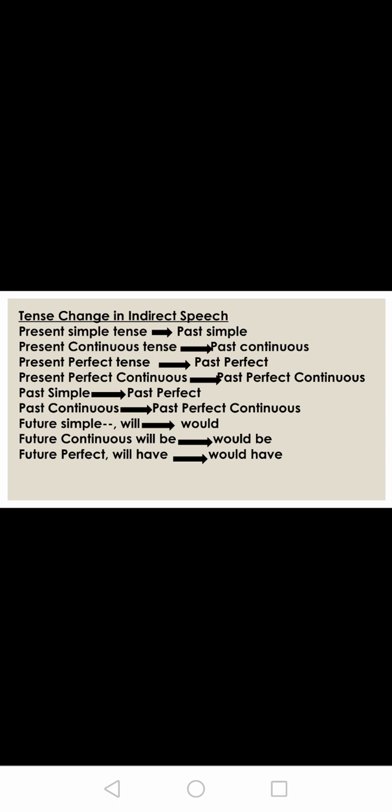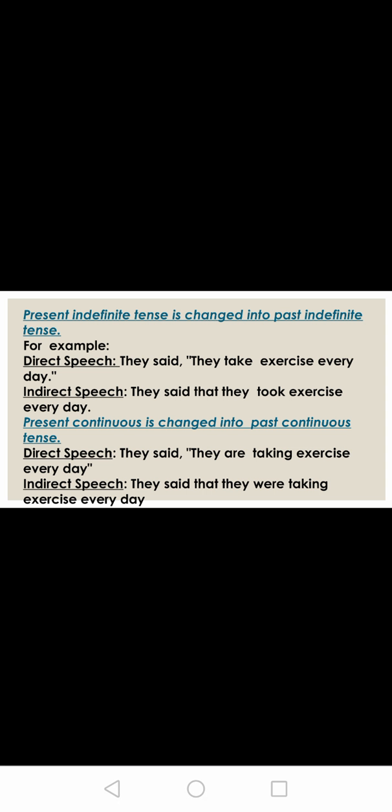Okay. Now simple past. Already we have changed simple present into simple past. So now simple past will change into past perfect. Past continuous will change into past perfect continuous. And future simple will becomes would. Future continuous will be changes into would be. Will have changes into would have. So these are the rules of changing the tenses. Now let's see with examples so that it will be more clear to you.